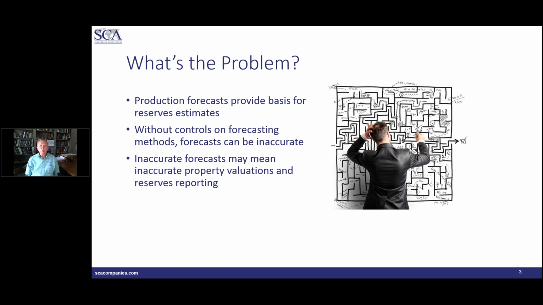Well, the problem is that production forecasts provide the basis for reserves estimates, but without some sort of control on forecasting methods, those forecasts can be from somewhat to very inaccurate. And of course, inaccurate forecast means inaccurate property valuations, inaccurate reserves reporting.